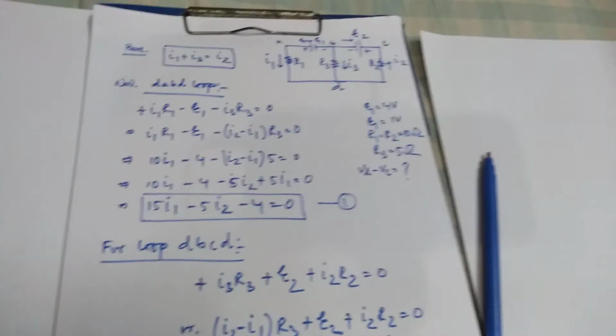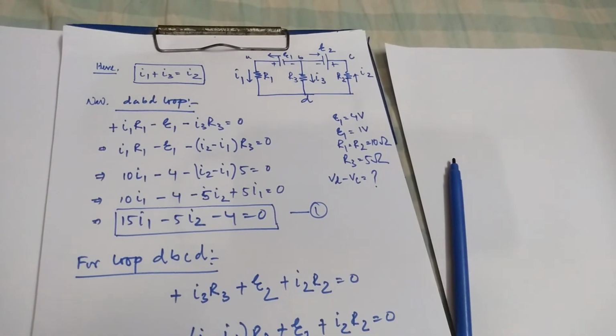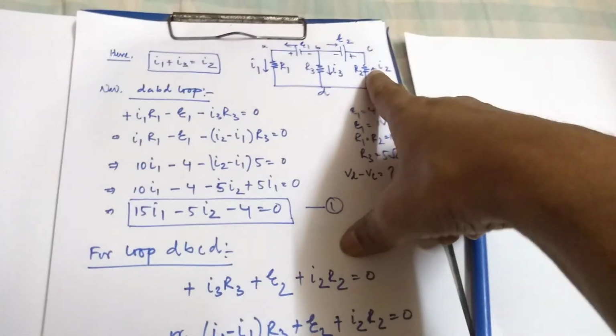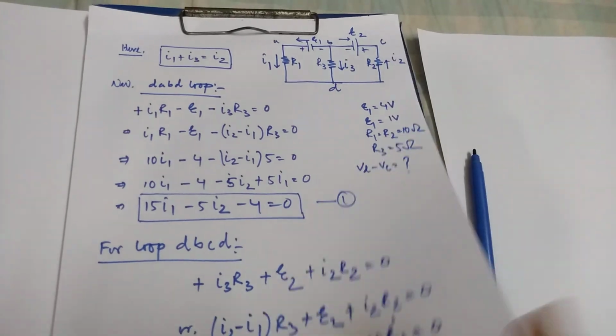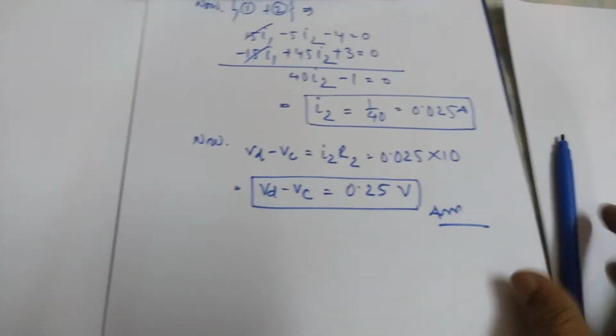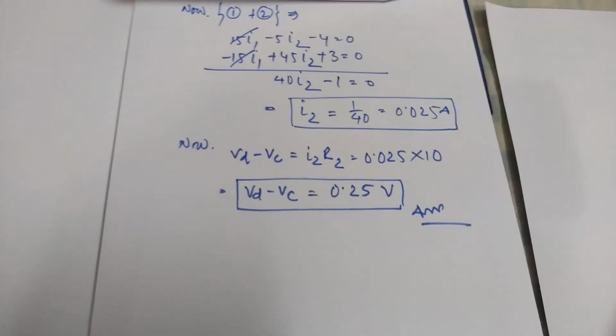So you will find that the voltage drop across R2 is going to be 0.25 volt, which is your answer.